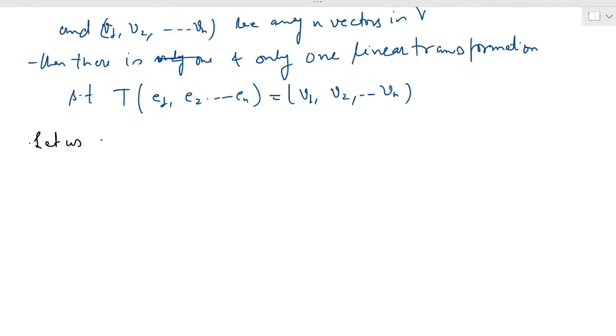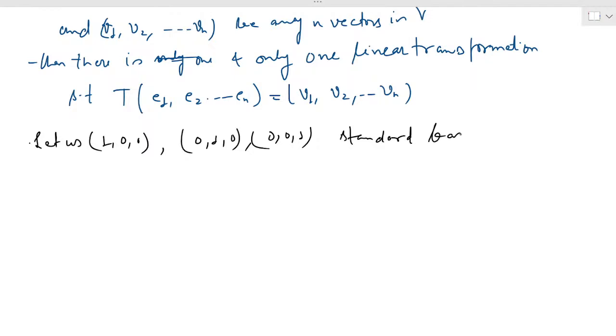Let us take the standard basis for R cube. So let's say (1, 0, 0), (0, 1, 0), (0, 0, 1). Let us take these standard basis of R cube. My writing is getting all the more spoiled, so I'll now write it in a better way: the standard basis of R cube.